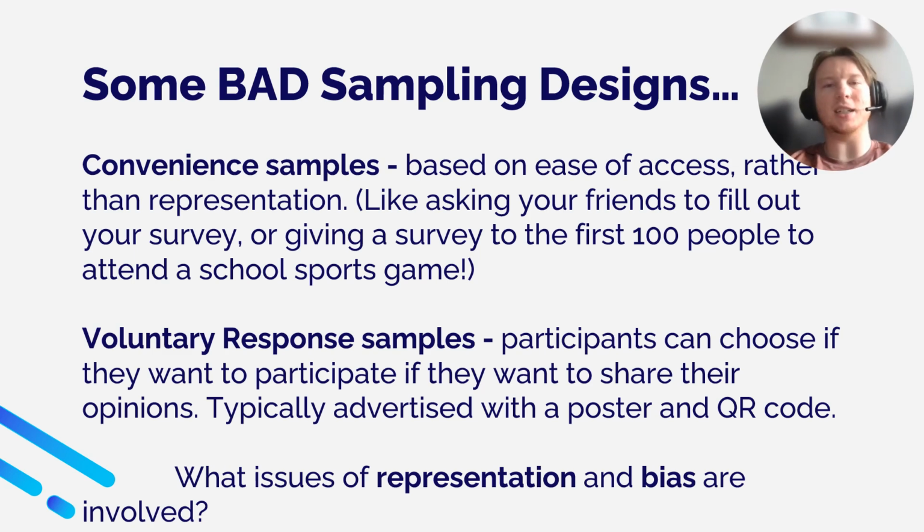Another problematic sample design is the voluntary response sample, where participants can choose if they want to participate. You might have a poster up in the main hallway, and maybe there's a QR code on it, and students can decide if they want to respond or not. Some issues of representation and bias that students might come up with here is that generally, if people have the option to participate, they're only going to participate if they have a really strong opinion. And the convenience sample obviously just winds up being a really limited part of the population. There's no random selection, and there's no guarantee that that's going to be a representative group.